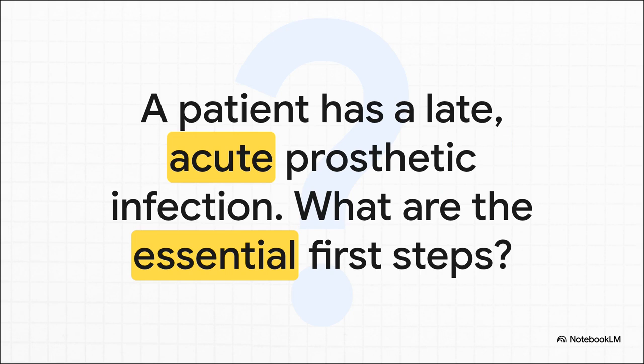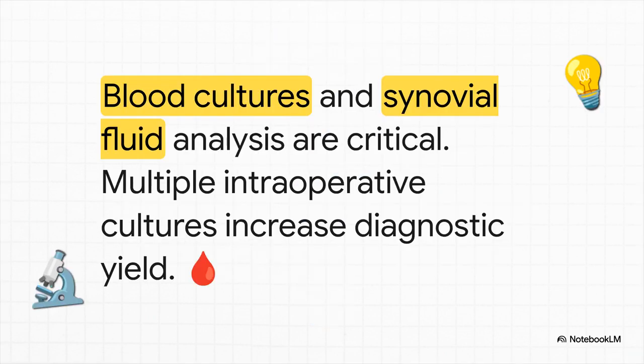All right, case number 2. This is a common and really challenging one. You have a patient with a prosthetic knee, put in over 6 months ago. Now they're presenting with acute pain and a fever. It smells like a late acute infection. What are your first, most essential diagnostic moves? You've got to hit it from 2 angles. Blood cultures and synovial fluid analysis are both absolutely critical. And if and when they go to surgery, remember what we talked about, multiple intraoperative cultures. It is the standard of care for a reason. That robust sampling is your best insurance policy against missing the pathogen or getting fooled by a contaminant.